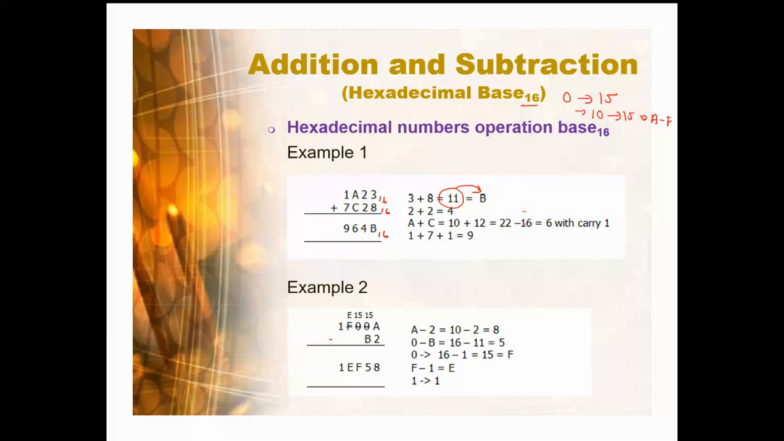Okay, so maybe you tak faham dekat sini. So 16. Okay, so you have a 22 here. Okay, 22 you divide by 16. Okay, you have 1 here. Okay, so 22 minus 16 is 6. Okay, alright. So you have a 1, 6 base 16. Okay, 1, 6 base 16. So 6 here and followed by 1 here. Okay, followed by 1 here. 1 plus 1 is 2. 2 plus 7 is 9.